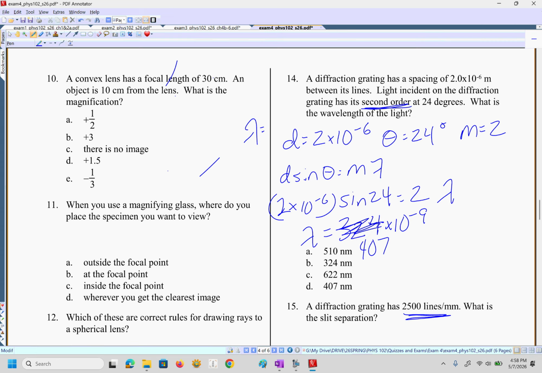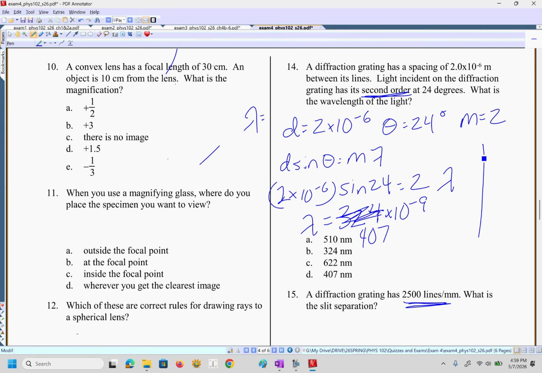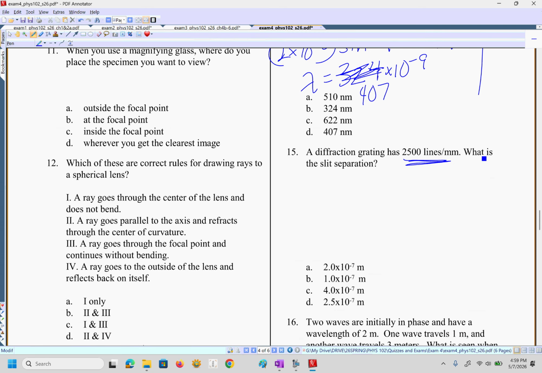I say a diffraction grating has so many lines per centimeter. At what angle is the maximum? All right, so your question will be a little bit different. It'll be a little more complicated, where you'll also have to do this step for 15, where you first have to find the slit separation. I'm not going to give you the slit separation. Instead, I'll give you something like number 15, and you have to calculate the slit separation. That's 1 over 2,500. That's in millimeters.